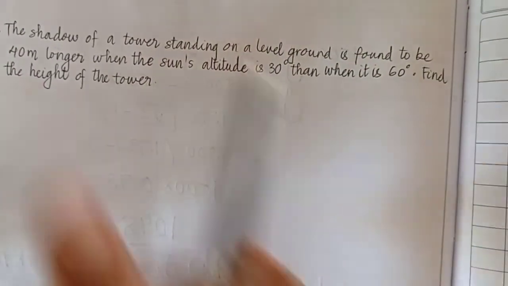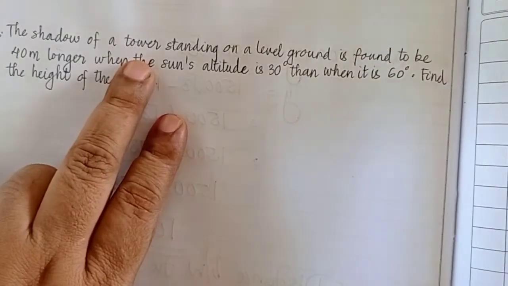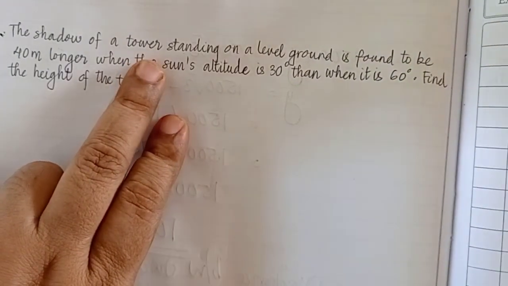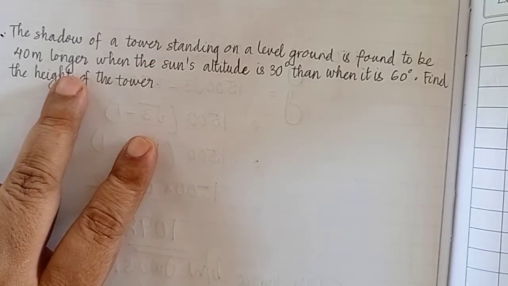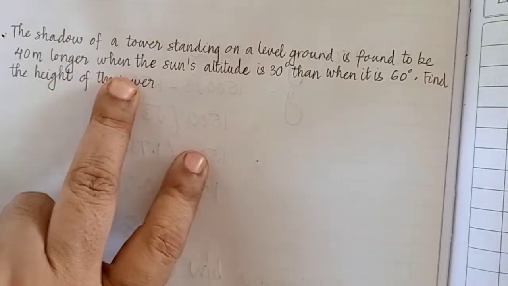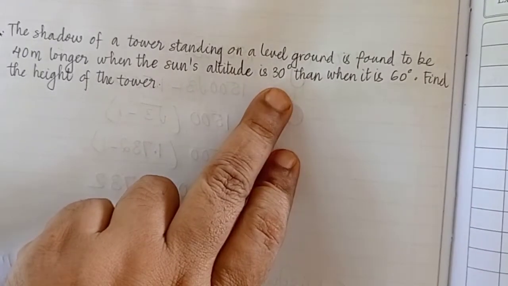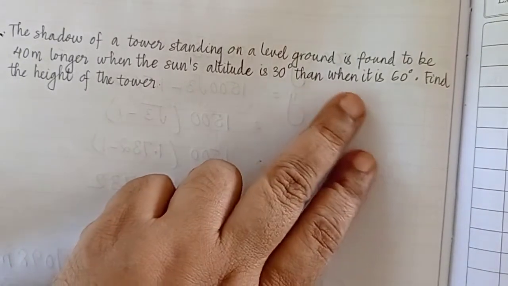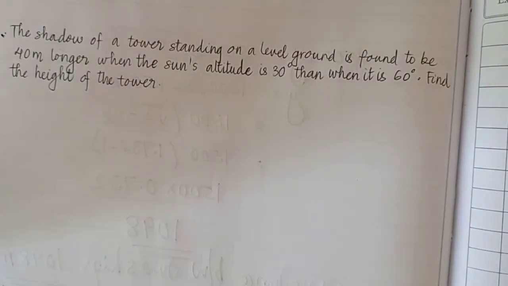Okay, then copy the third question. The shadow of a tower standing on level ground is found to be 40 meter longer when the sun's altitude is 30 degree than when it is 60 degree. Find the height of the tower. All of you look at the board.